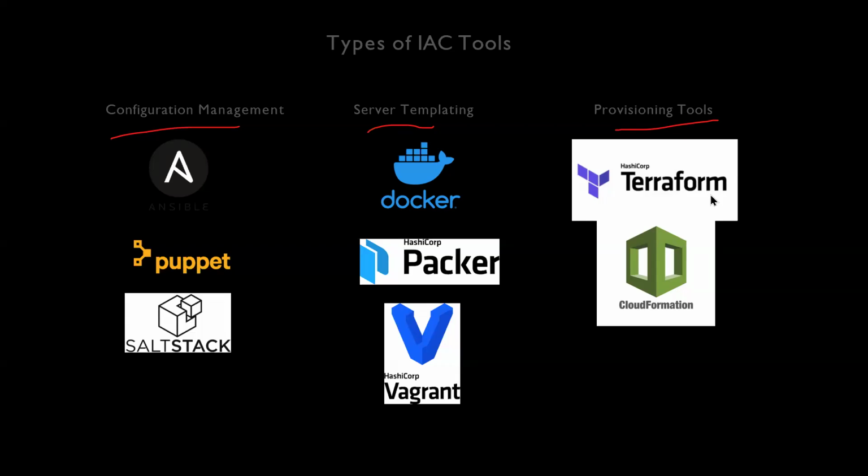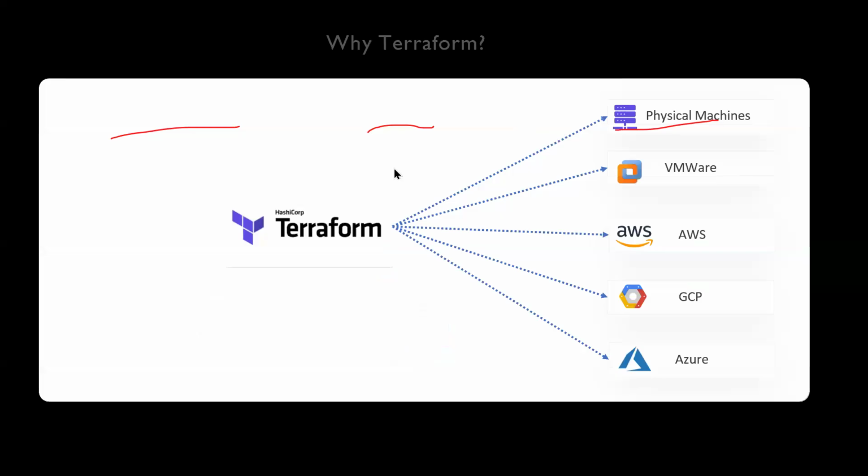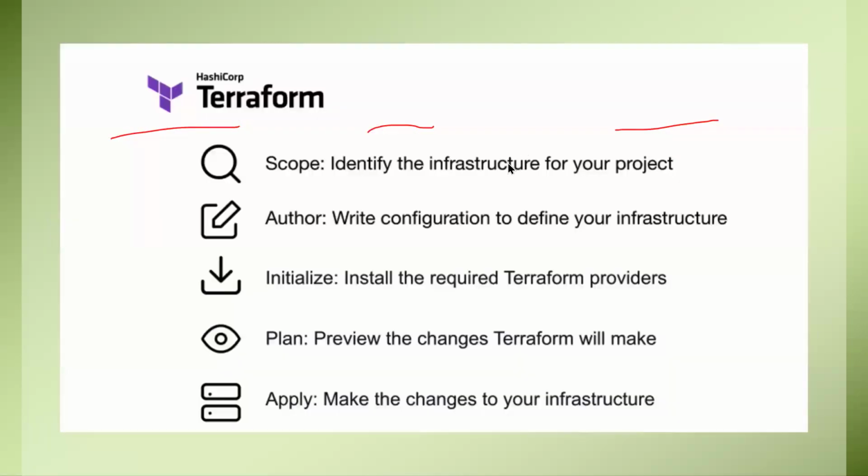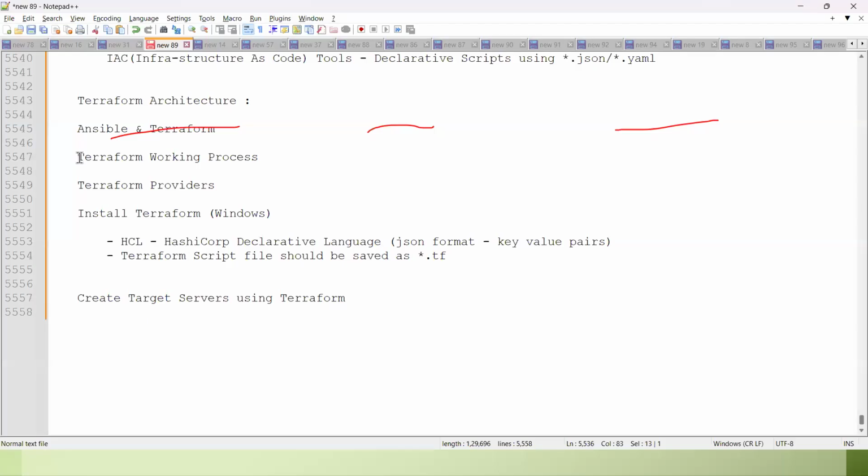Got it? Now, how does Terraform work? Using Terraform, you can work on any target platform. It can be used to provision resources in your on-premises servers, your VMware, or any major cloud service providers. As I said, it is not meant for one particular target platform. Your AWS, Azure, everything can be created with the help of Terraform. Terraform uses five important working principles. So that's what I was mentioning here: the Terraform working process.